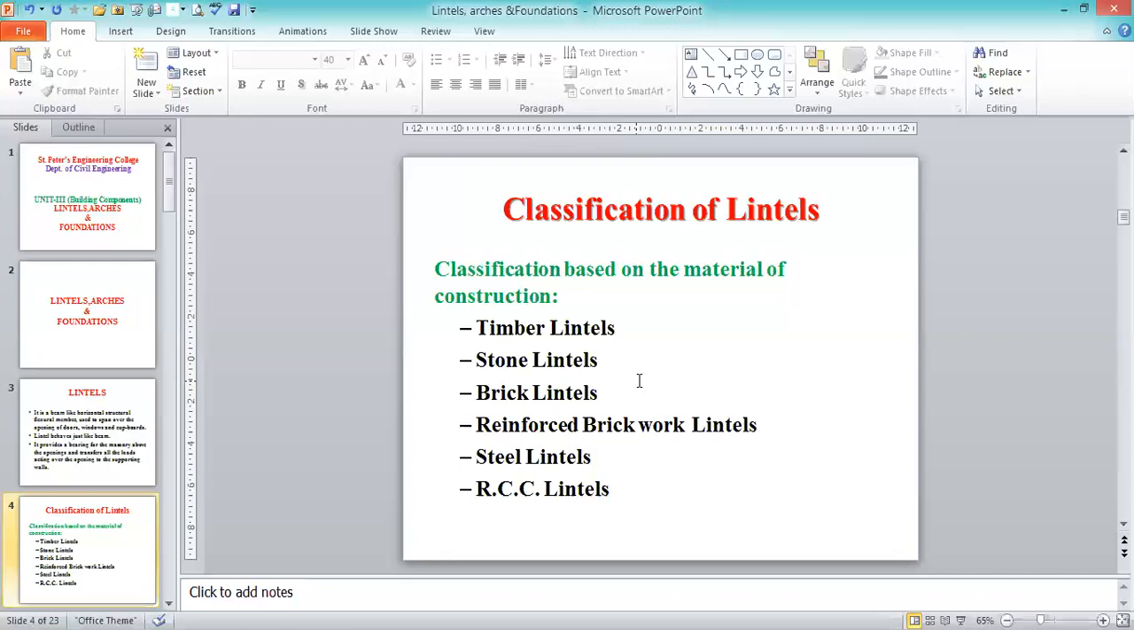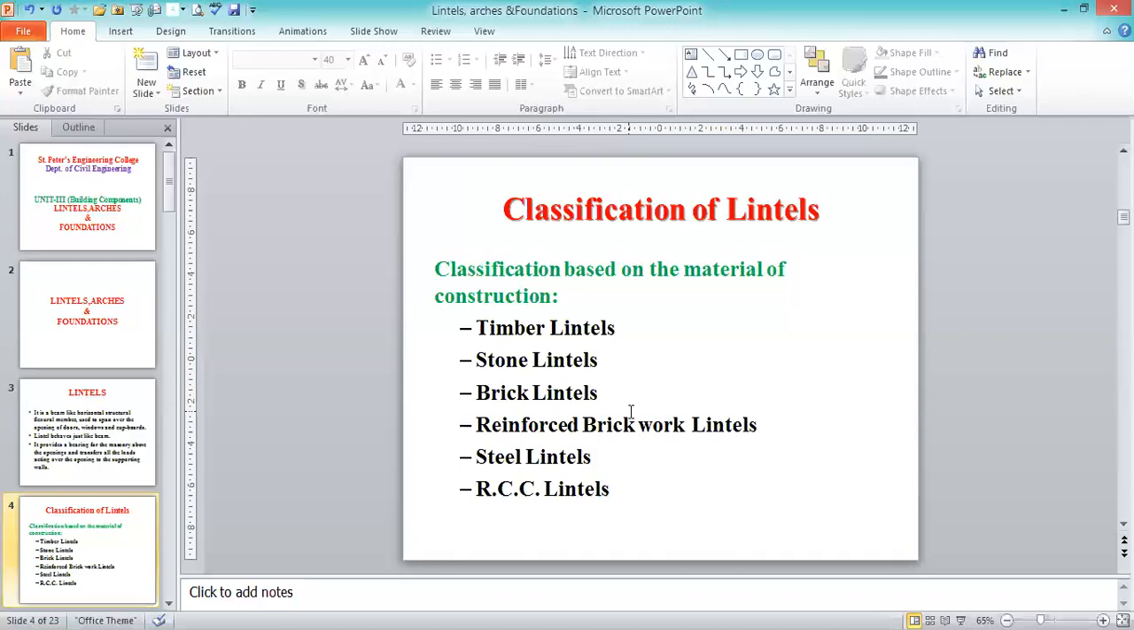Here also you can see the availability of the material, and we have to go for the dressing of the stone before using it as a lintel. That's why nowadays we are not using stone lintels much, as they are heavy as well as costlier. Then the brick lintel is very light structure.